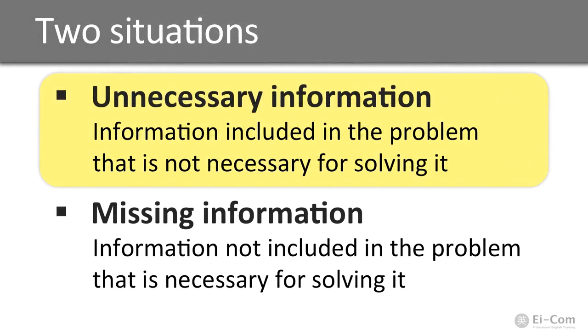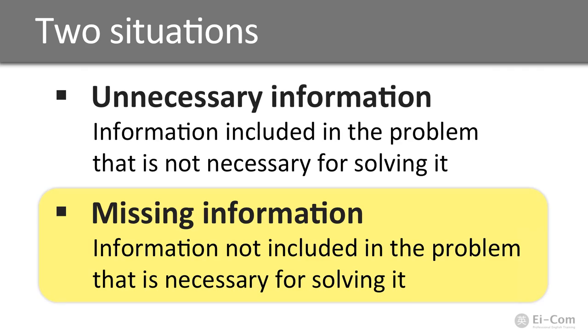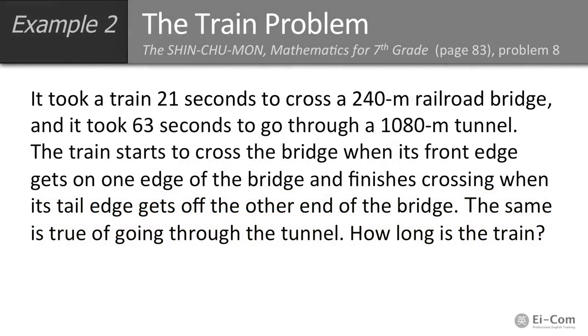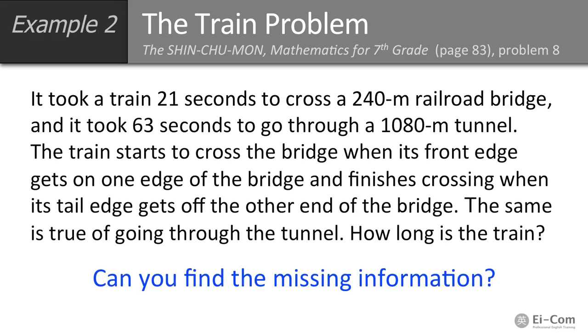Now, let's look at an example of missing information. This problem appears on page 83 of the SHIN-CHU-MON, Mathematics for 7th grade. It is problem 8 at the bottom of the page. Please read this problem carefully. Can you find the missing information? Pause the video if you need more time.